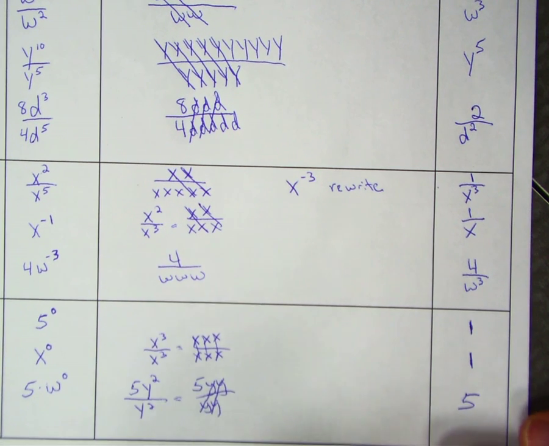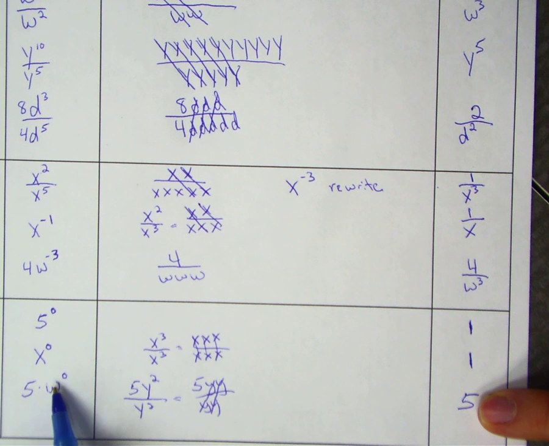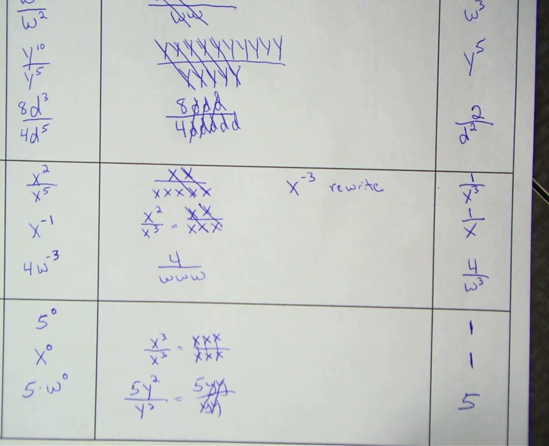So you're wondering, Mr. Dodge, we just got 5 here, even though you said I always get 1. But think about it. We did get 1 for w to the 0. We just had to multiply it by the 5 in front of it. So that is the zero property for exponents. So go ahead and practice some of that.